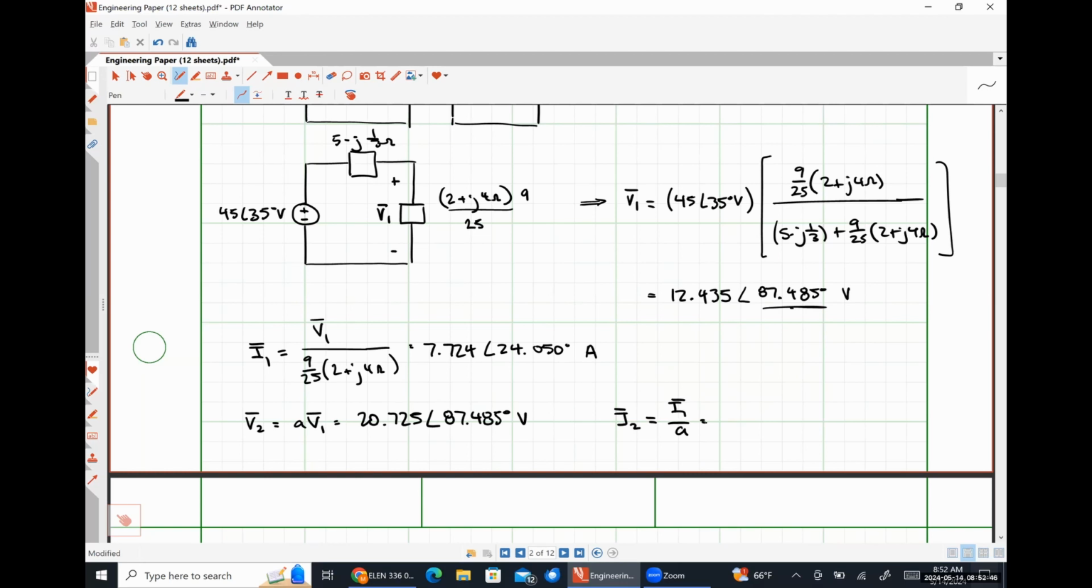So 7.724 times 3/5 is 4.634 with an angle of 24.050 degrees. All right.